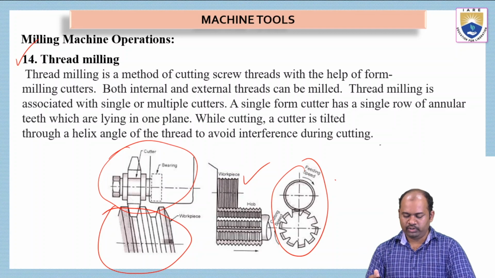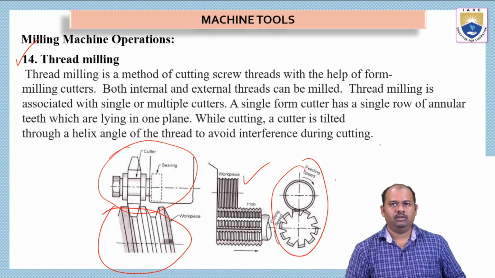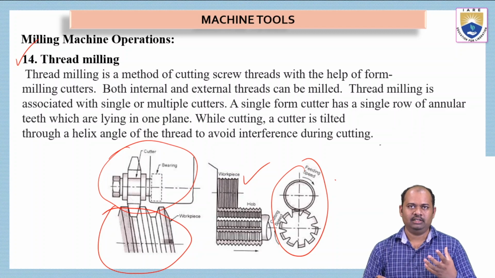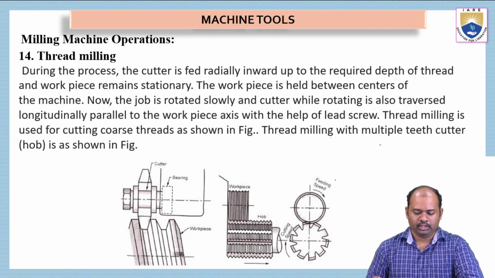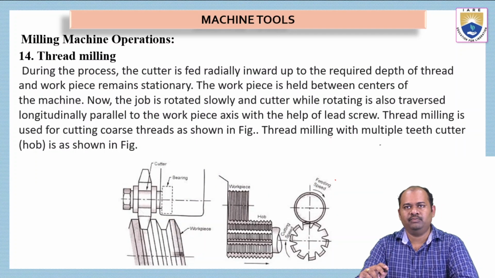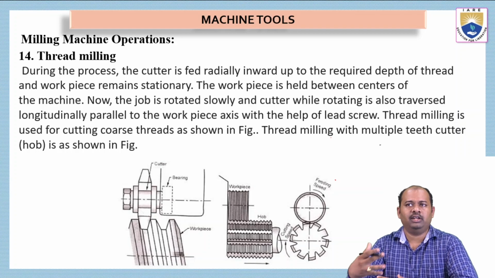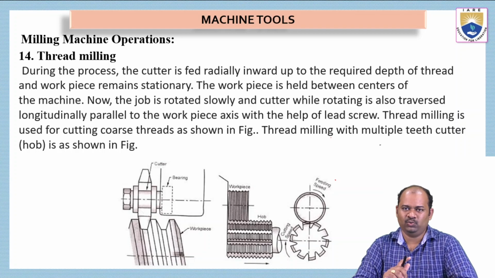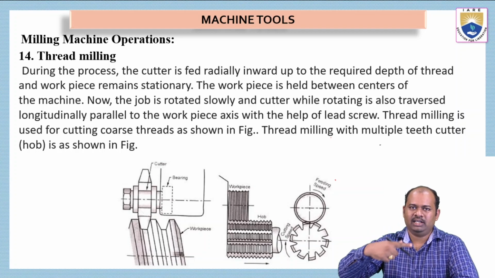Mostly, to create the helix angle, we use this inclined tool orientation so that we get thread milling very easily. During the process, the cutter is fed radially inward up to the required depth of the thread, and the workpiece remains stationary. In most cases the workpiece remains stationary, but that is not suitable because we have to cut in a radial or spiral manner.